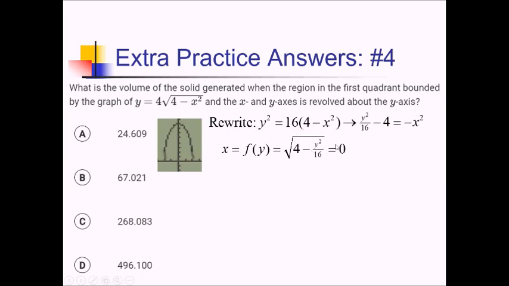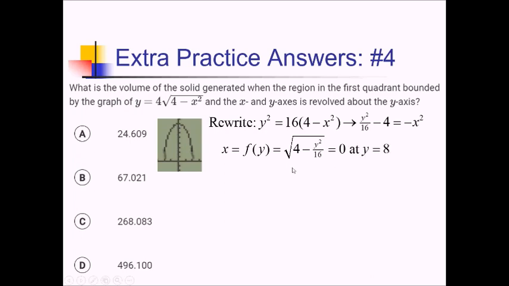So if you square both sides and then subtract 4 and then divide by negative 1, we end up with y squared over 16 equals positive 4. Multiply by 16, you have y squared equals 64. And then square root, y equals plus or minus 8. So yeah, this is y equals 8 up here. All right, what else do we need?